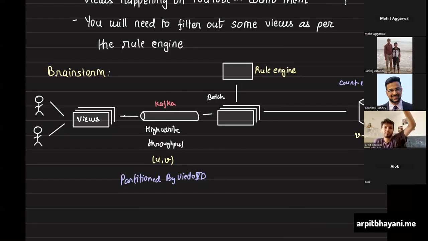Okay. But Mohit, this consumer writing to this database directly, do you not see a problem? Yeah, or rather, can we improve the system?